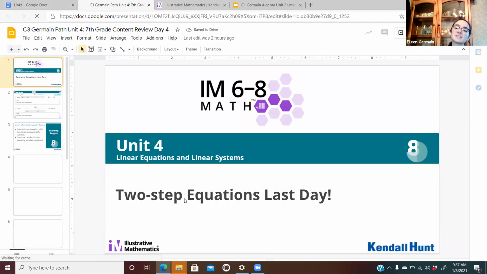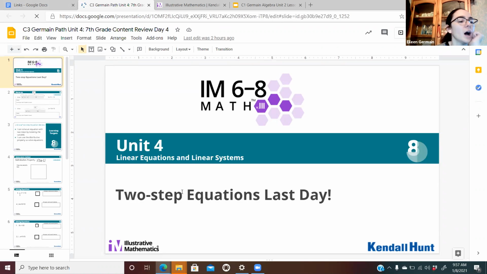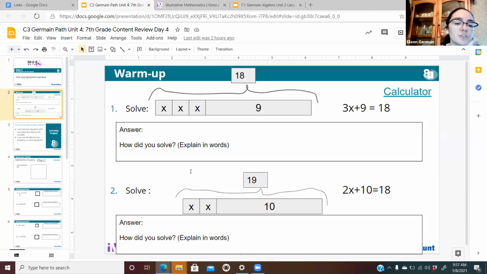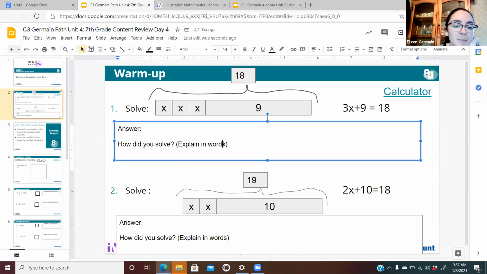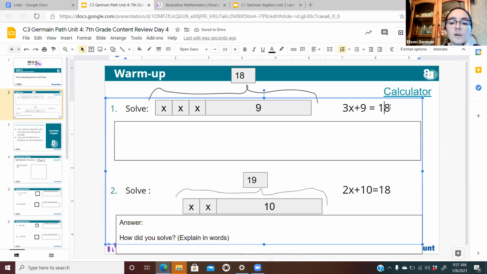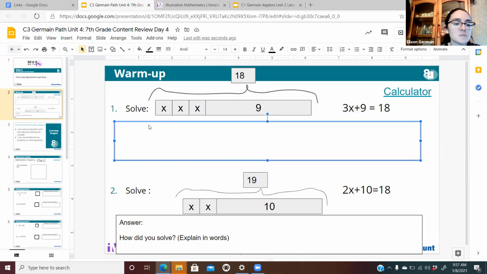Two-step equations, last day, woohoo! On slide number 2, I want you to take a minute and a half right now. I'm going to make you type these in the box here. You're going to solve these two equations for x. You don't need all these words, you can just type the equations in and do the work. Take a minute and a half to solve these two equations.